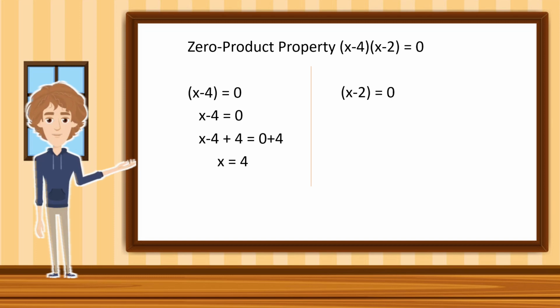Next is, let us now equate x minus 2 to 0. We will have x minus 2 is equal to 0. And then by the use of the addition property of equality, we will add both sides by positive 2. And then the answer is x is equal to 2. If your answer is 4 and 2, you are great! You really understand this lesson.